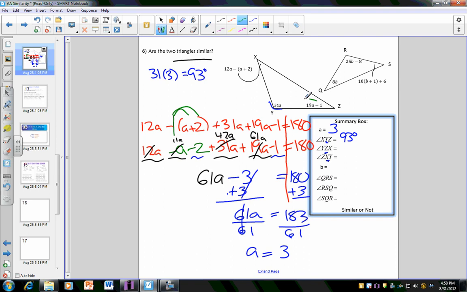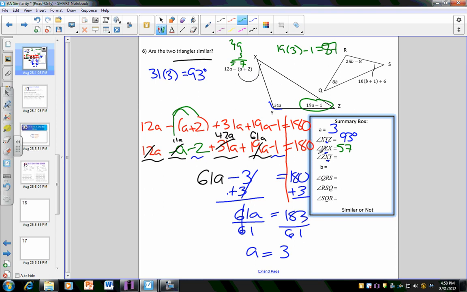In green, 19A minus 1 is angle YZX. So 19 times 3 minus 1. 19 times 3, don't be afraid to stack it over here. 3 times 9, 27. Carry the 2. 3 times 1 is 3, plus 2 gives me 57. Alright, so this angle is 57 degrees. Oh, 57, not 75. 57 degrees.